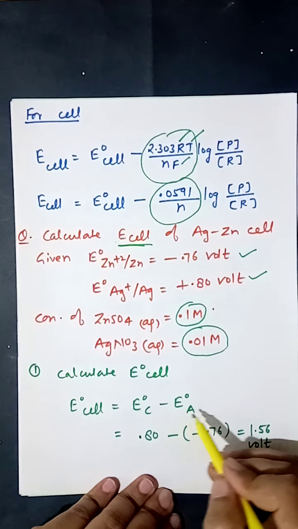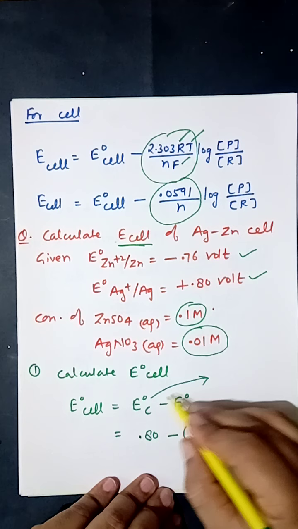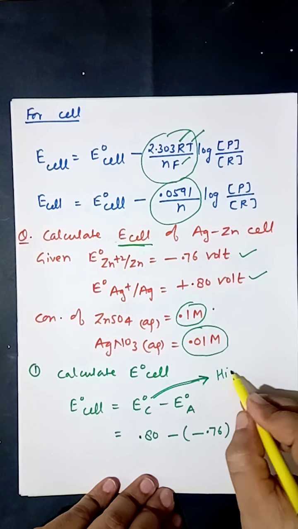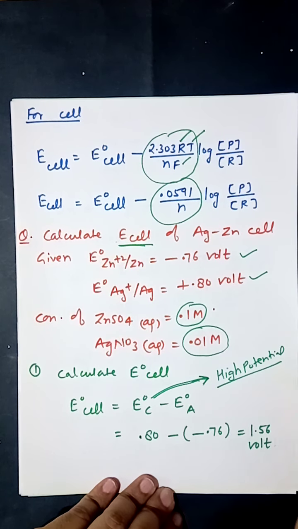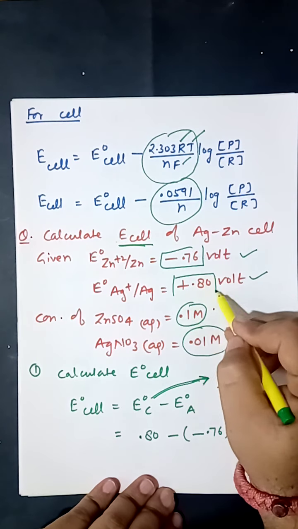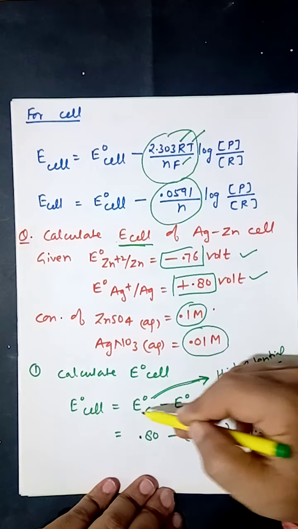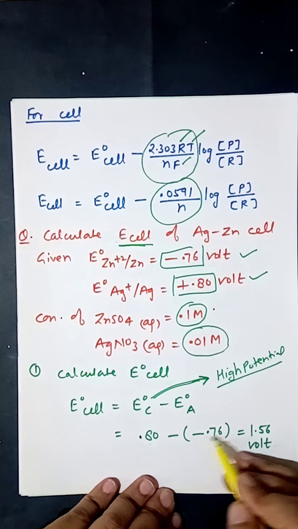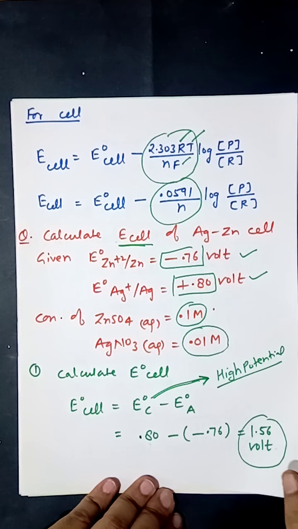E naught cell equals E naught cathode minus E naught anode, and the cathode we have discussed earlier. How can we identify the cathode? The element with high potential will behave like the cathode. So out of these two elements, you can see the potential of silver is more, and therefore silver behaves like the cathode. So this is silver minus zinc, and E naught cell, the standard cell potential, is 1.56.